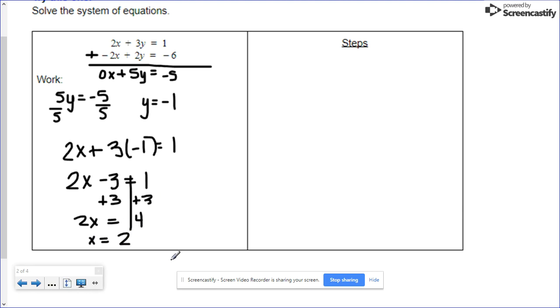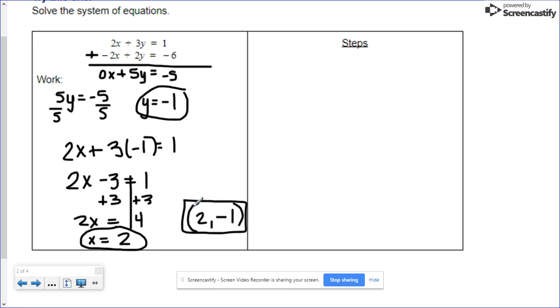So now I know what x is because I just found it down here. And I know what y is because that's the original one I found. So I actually want to write my answer as an ordered pair with x always going first and y always going second. And this is the answer that I'm interested in.